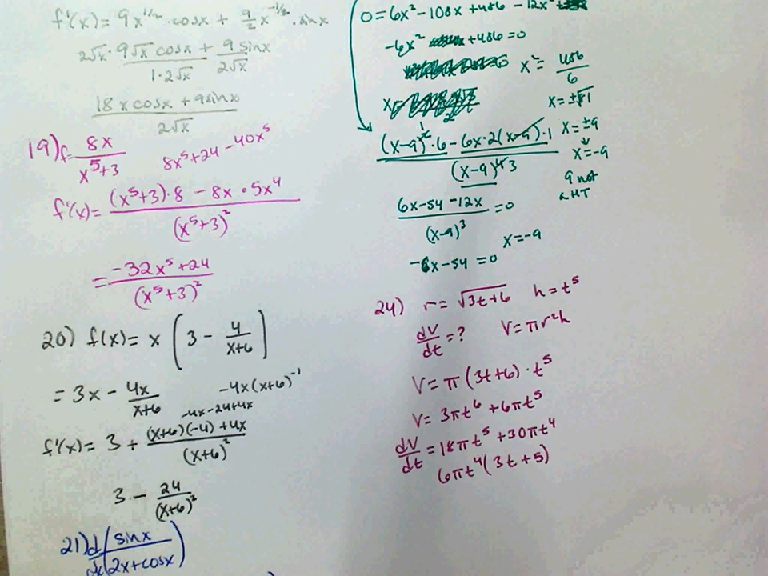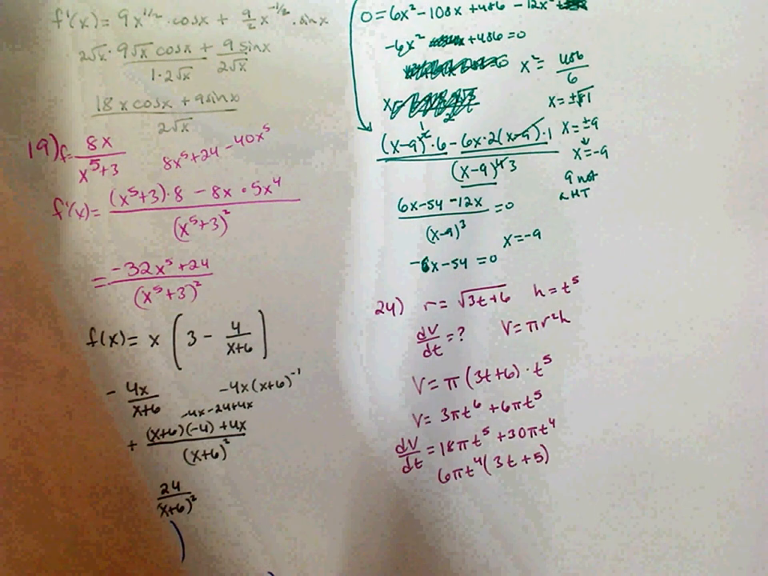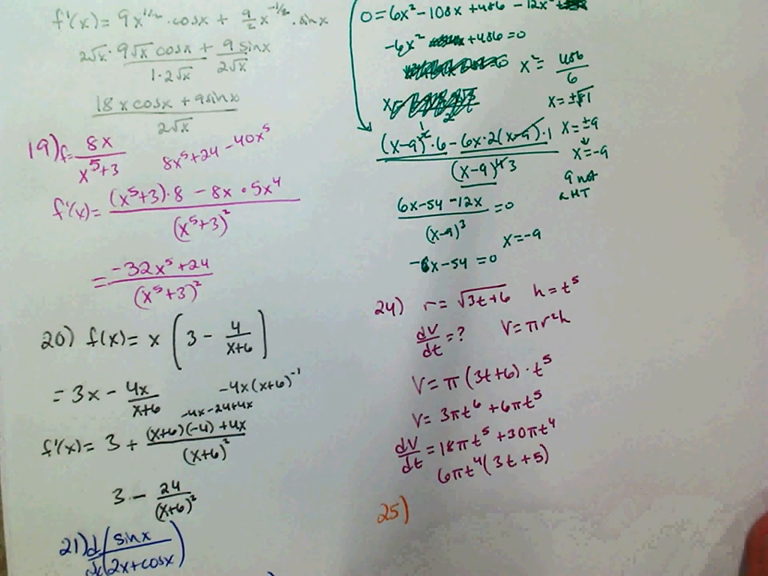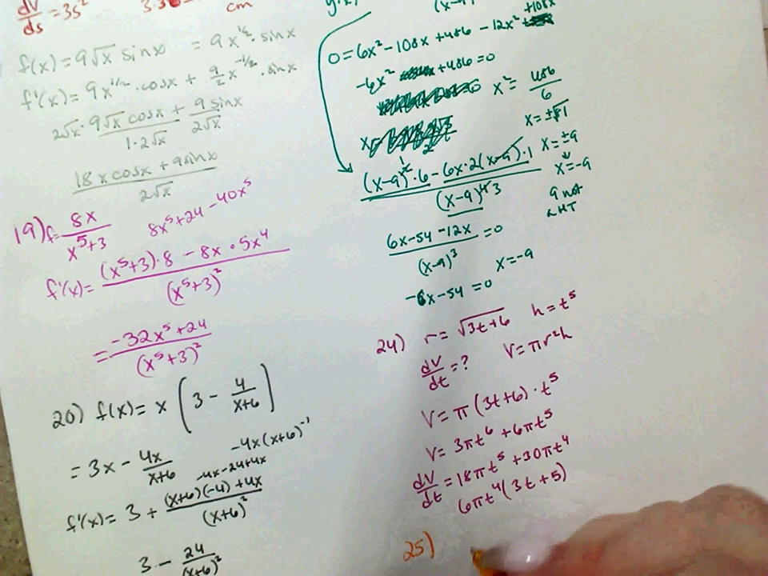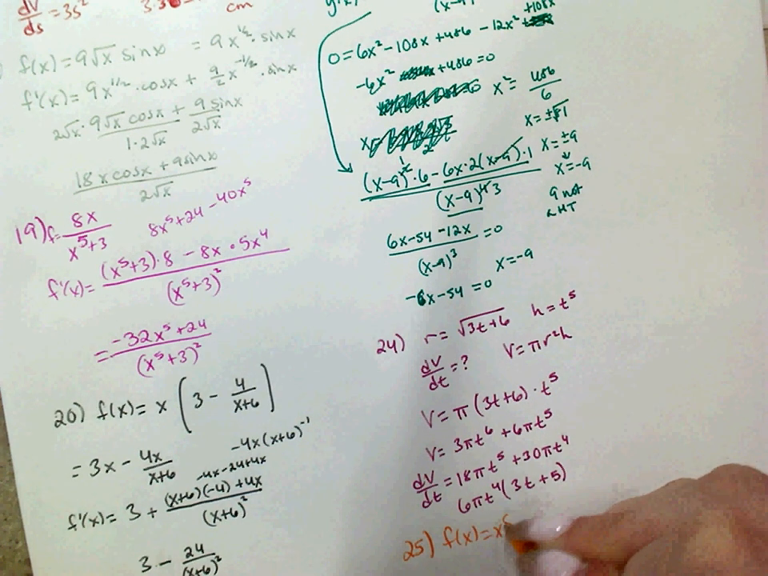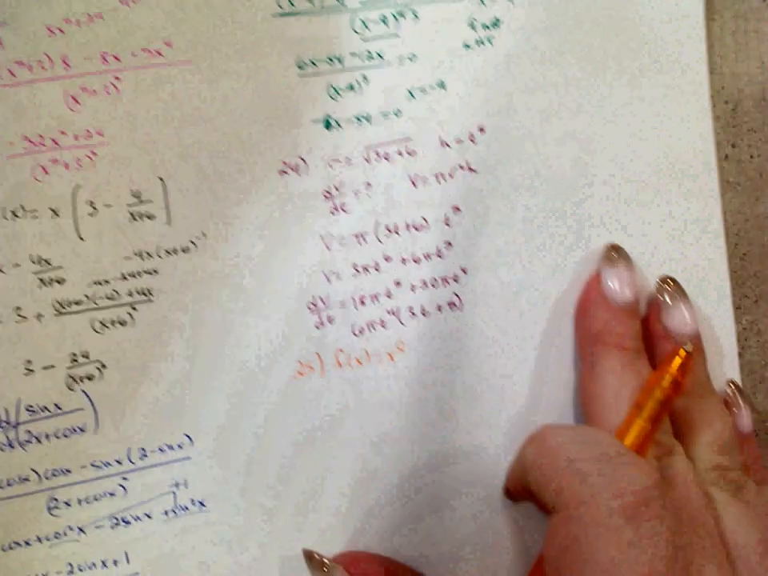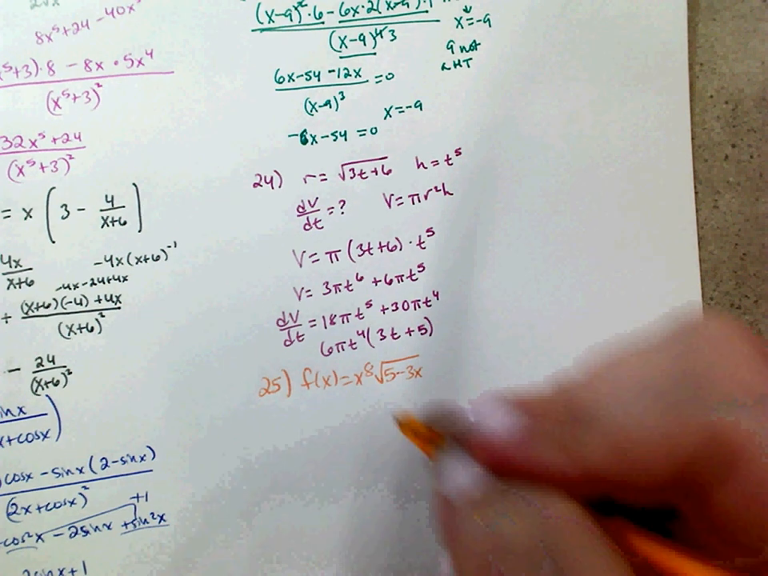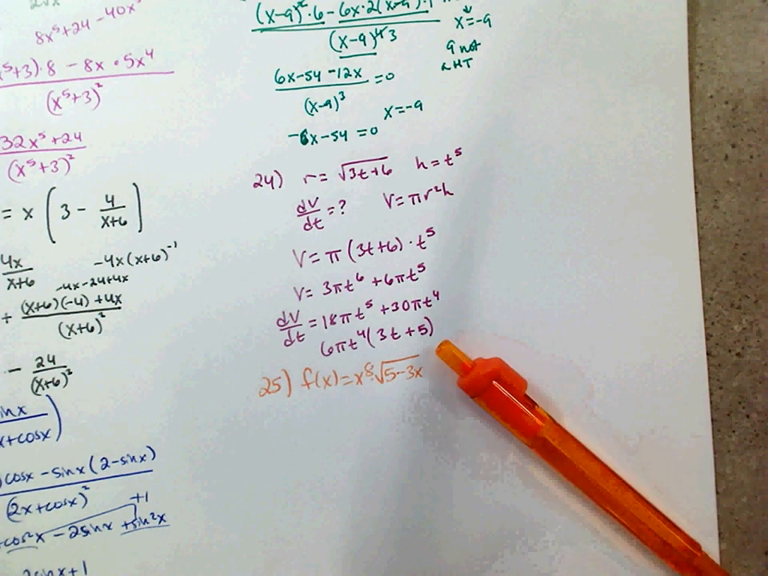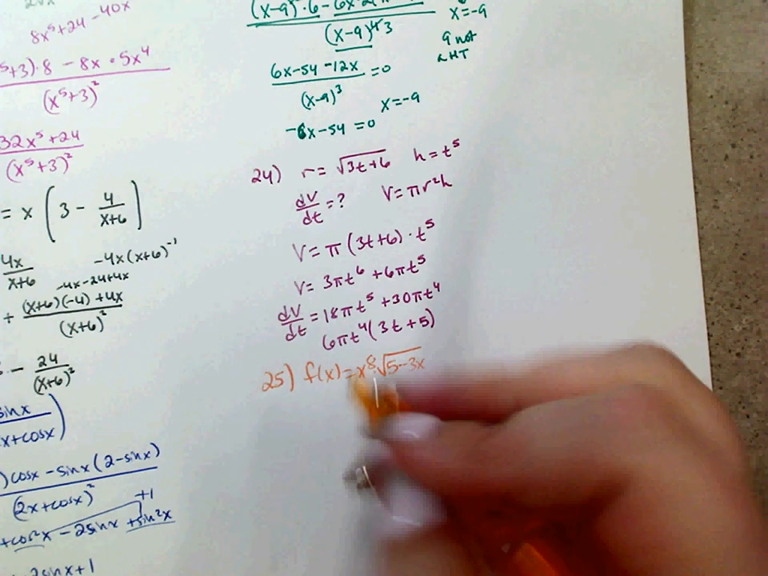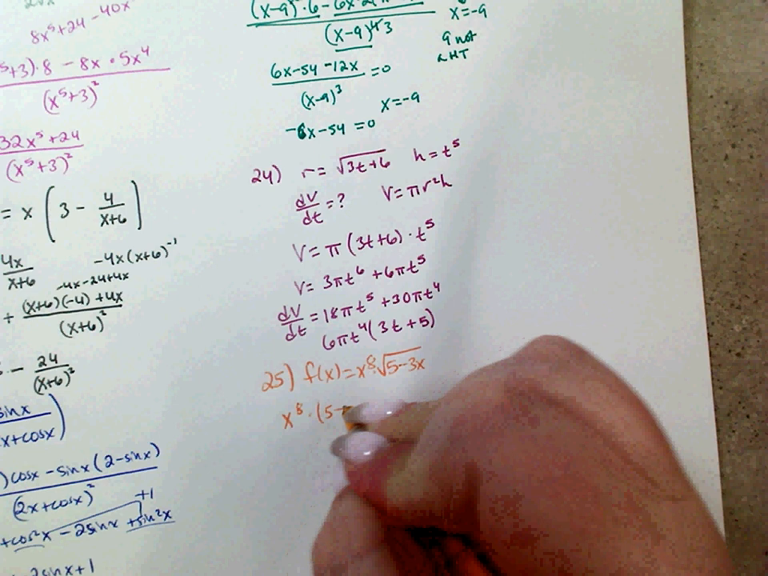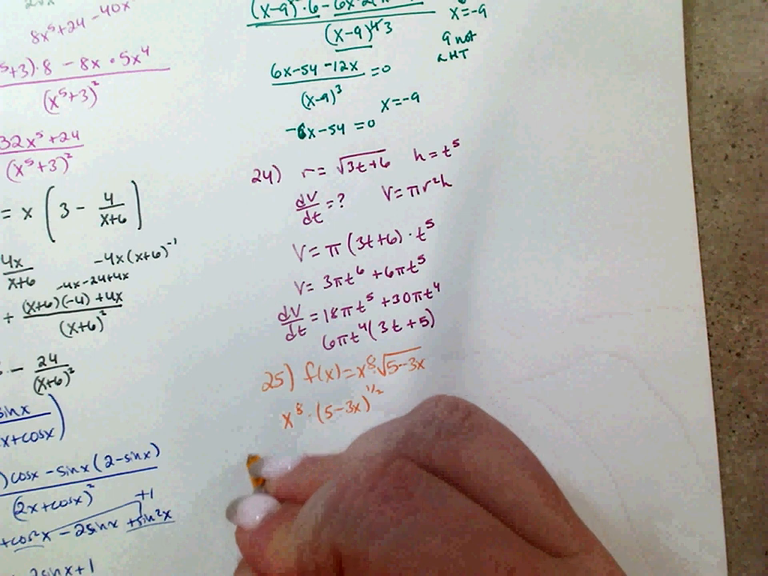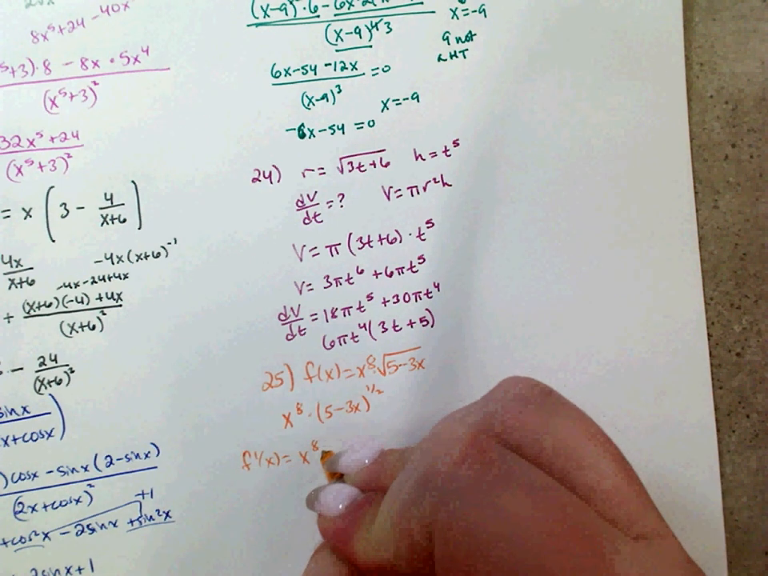25. 25 says find the derivative of the function, and it's got this function down. So x to the 8th times the square root of 5 minus 3x. So this is definitely a product rule and definitely a chain rule because you've got 5 minus 3x all raised to a single power. So I'm going to rewrite that as x to the 8th times 5 minus 3x to the 1/2 power. So the derivative is going to be first times the derivative of second. So 1/2, leave the interior alone, subtract 1 from the power, times the derivative of the interior.